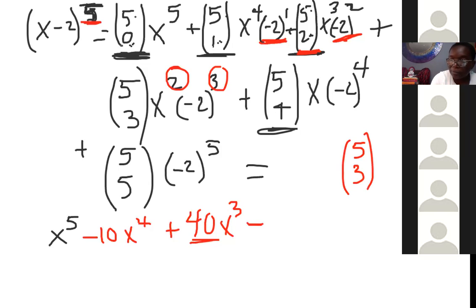Okay, good. We're almost there. 5 choose 3, and then I have a -2 to the 3rd power. 5 choose 3 is going to come out to be 10. -2 to the 3rd power is -8. So when I multiply, I get 80. So this one's going to be 80x to the 2nd.